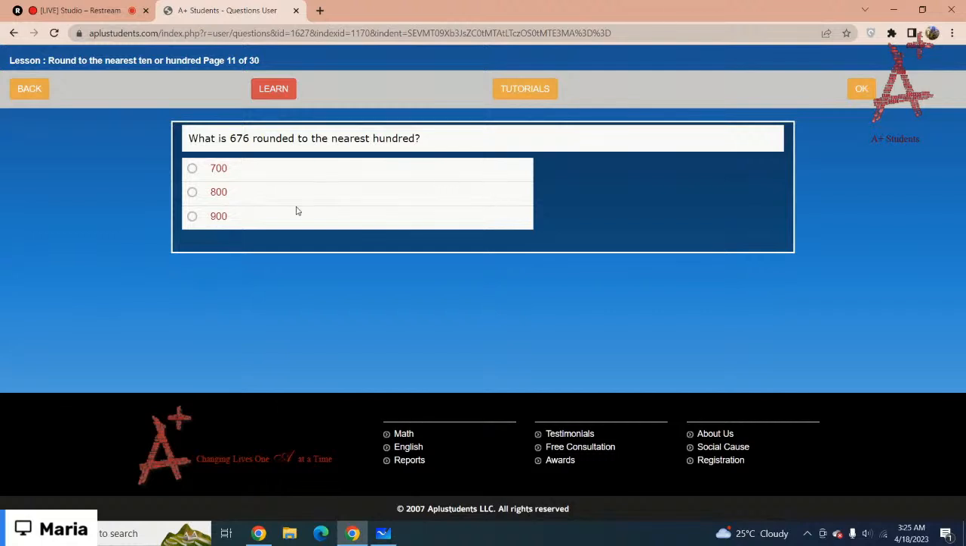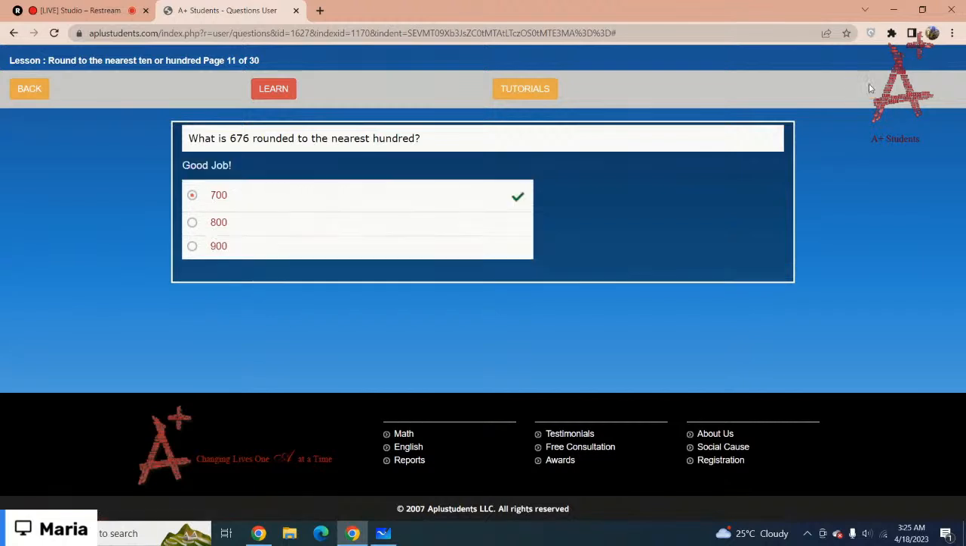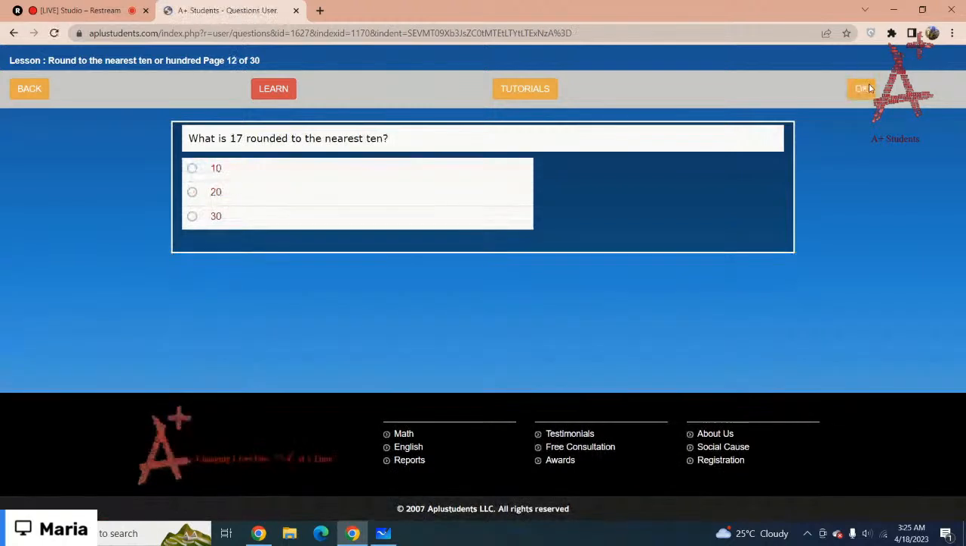Yes, it would be rounded off to 700. Got it. 676 is rounded off to 700. Yes, hi. Hi, Gurteej. Okay, what is 17 rounded to the nearest 10? So which is the correct option?